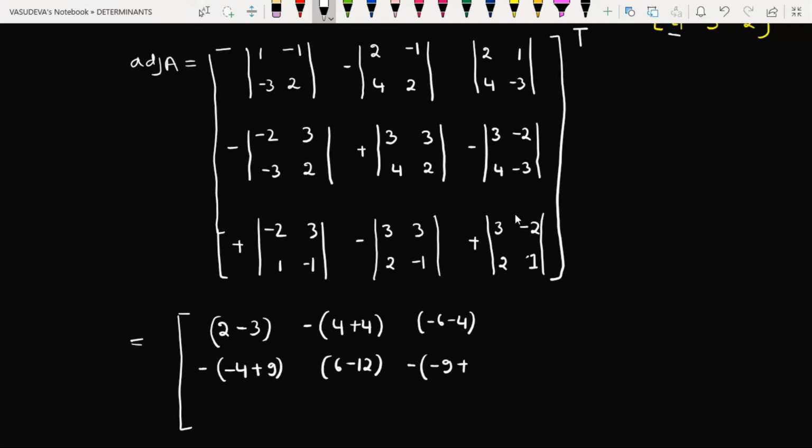9 plus 4 into minus 2 is plus 8. This is minus 2 into minus 1, this is plus 2, and minus 3. So minus 2 into minus 1 is plus 2 minus 3. And this is minus of minus 3 minus 6. This is plus of 3 plus 4.